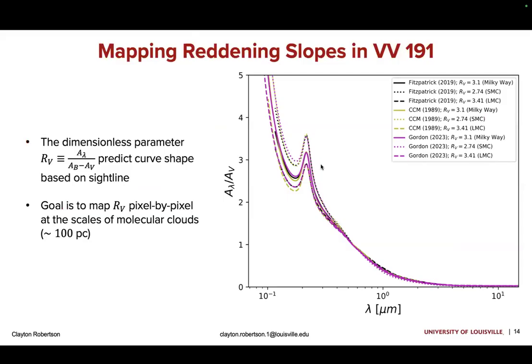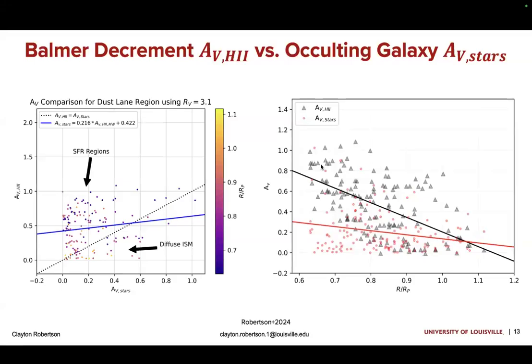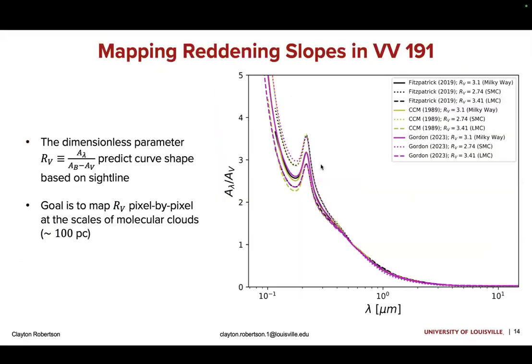So I want to go back to here again, because this sums up mainly my first paper, Robertson et al. 2024. One thing I wanted to follow up on is, with these maps of attenuation, especially with HST and James Webb, finding out how we can map out reddening slopes pixel by pixel at the smallest scales possible throughout the entire overlapping region of this galaxy itself. The reason that's important, again, is we want to do it at the scales of molecular clouds, around 100 parsec, and we want to map out these reddening slopes.